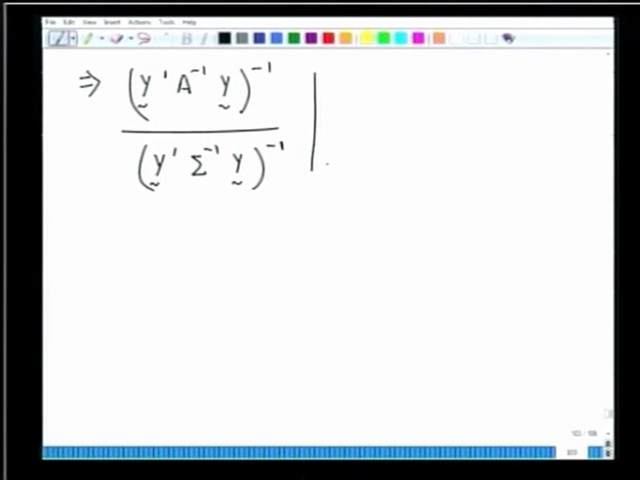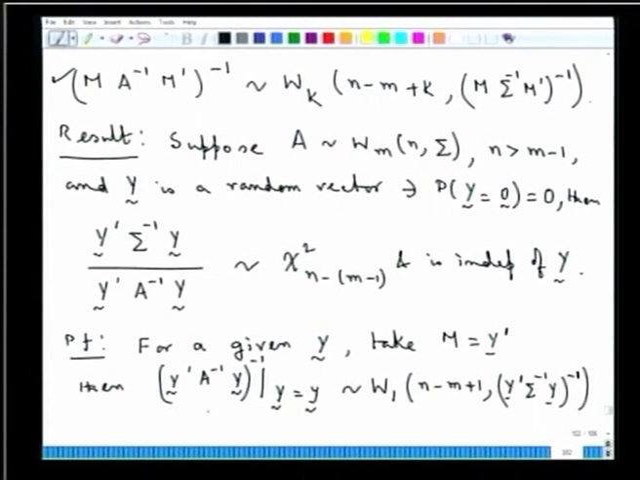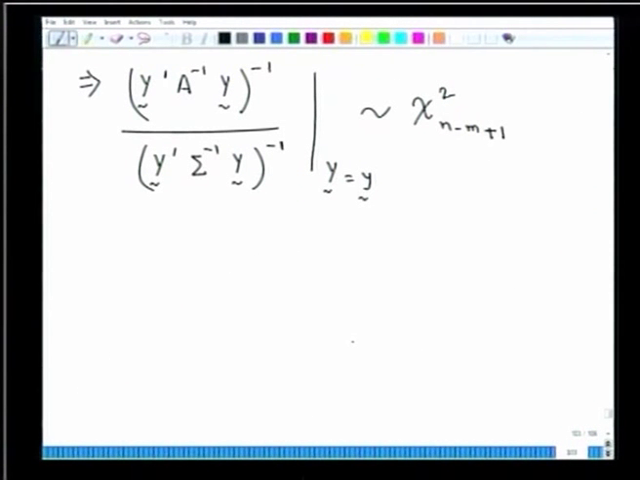for a given y equal to small y, this would follow what? A chi-square distribution on n minus m plus 1 degrees of freedom. Why? Because the distribution of this given y equal to y has a Wishart distribution on n minus m plus 1 degrees of freedom, and this is the associated variance term. Hence if we divide this term by the corresponding variance, we are going to have a chi-square random variate on the degrees of freedom associated with the degrees of freedom of the Wishart distribution.